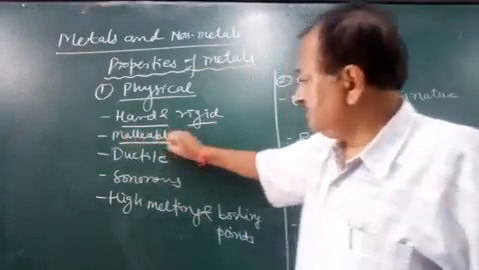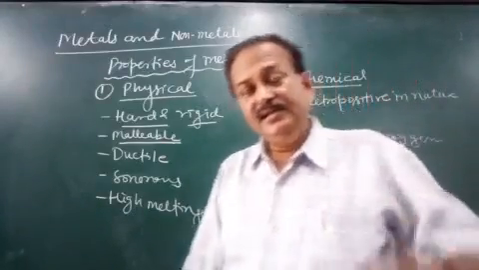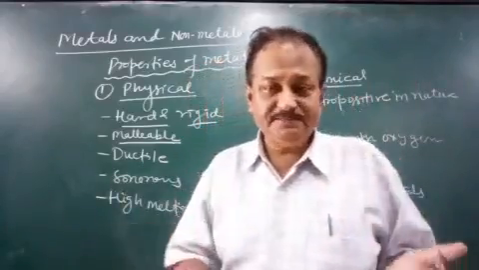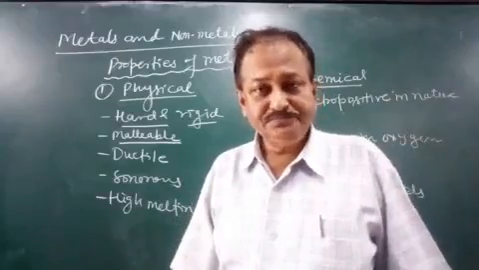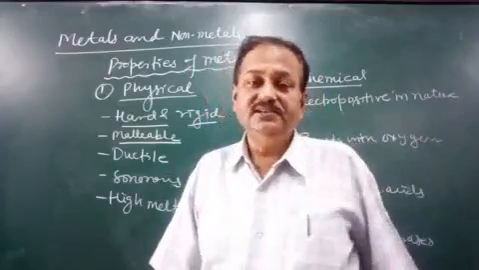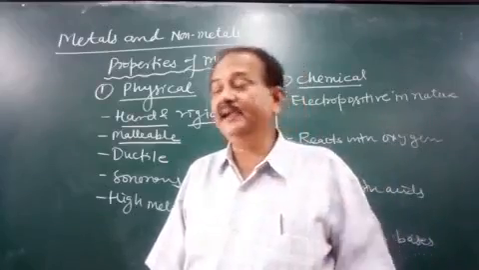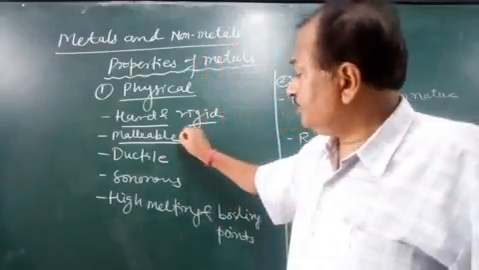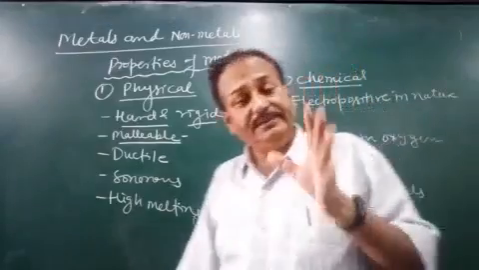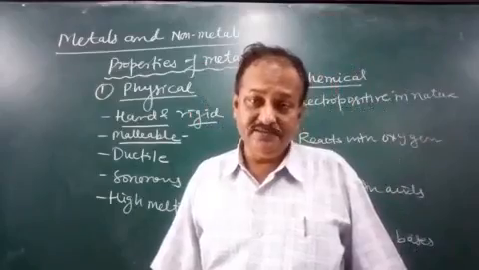Next, metals are malleable. This is a very important property. You must know that on sweets there is silver work, a very fine silver foil. Because metals are malleable, utensils are made and ornaments are made, so they are all based on this property of metals.